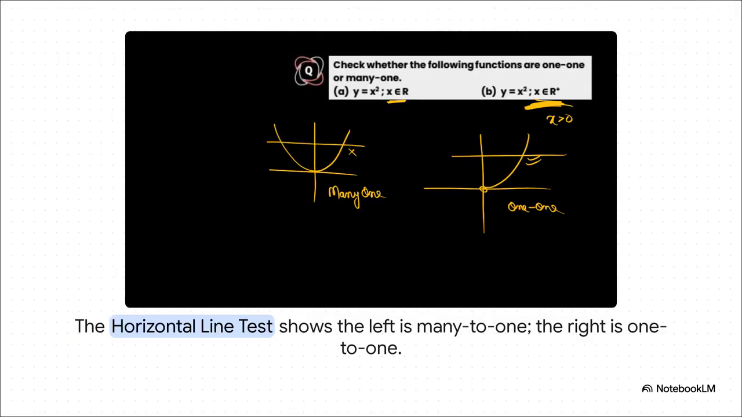And hey, guess what? We have another graphical test for this. It's called the horizontal line test. Same idea as before, but this time if a horizontal line hits the graph more than once, it means multiple inputs share the same output, so it's many-to-one. See how that full parabola on the left fails? But look at the trick on the right. If we just look at half of it, it suddenly passes. Tuck that little idea away.